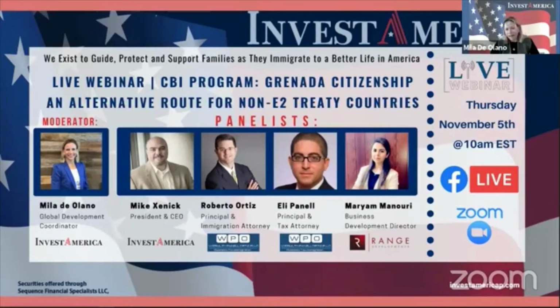His partner Eli Panel will cover the fun stuff, all the business related things you need to know when opening a new business in the United States, including some basic rules and key points to be considered by all international investors. We will also cover what it means to be a citizen of a country that has an E2 treaty with the United States, and what it means to me and my family if my country is not on the treaty list. Marianne Mansouri with Range Developments, please come up.